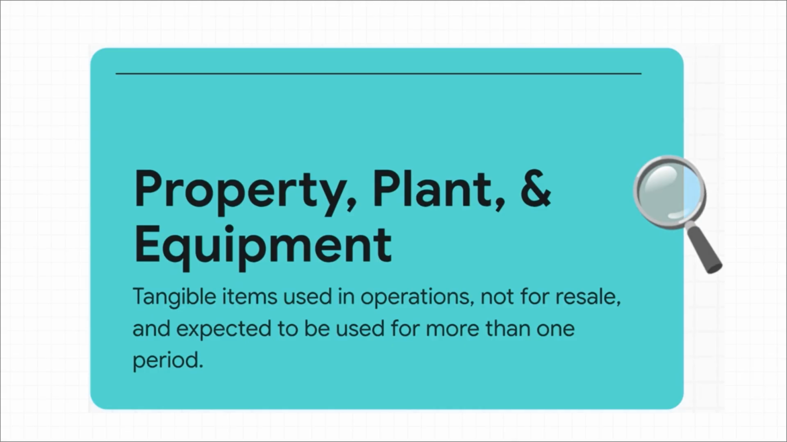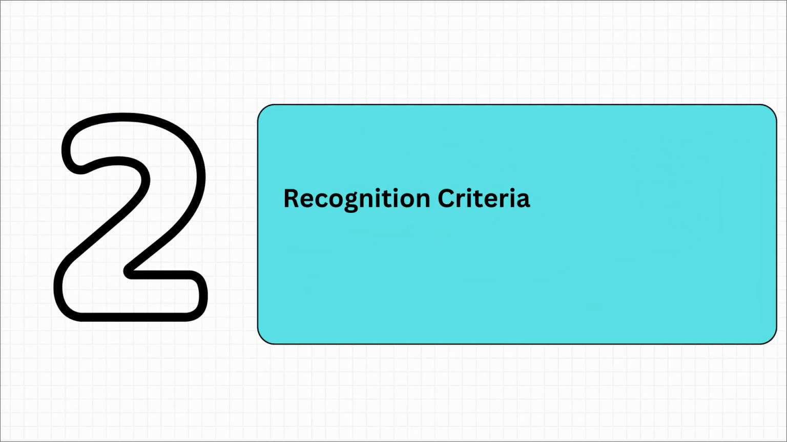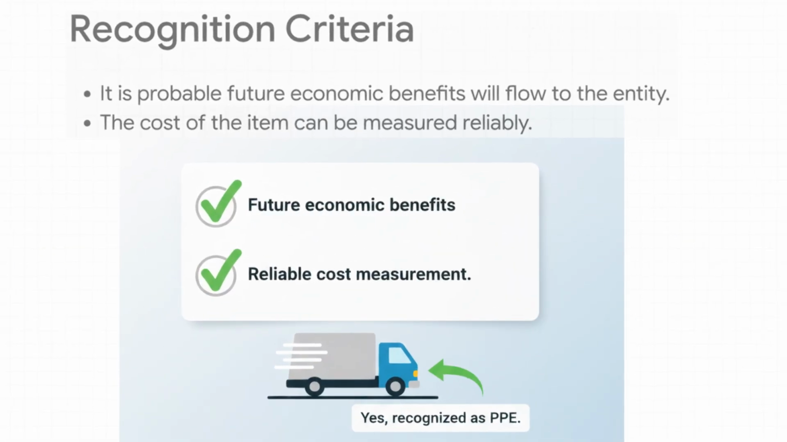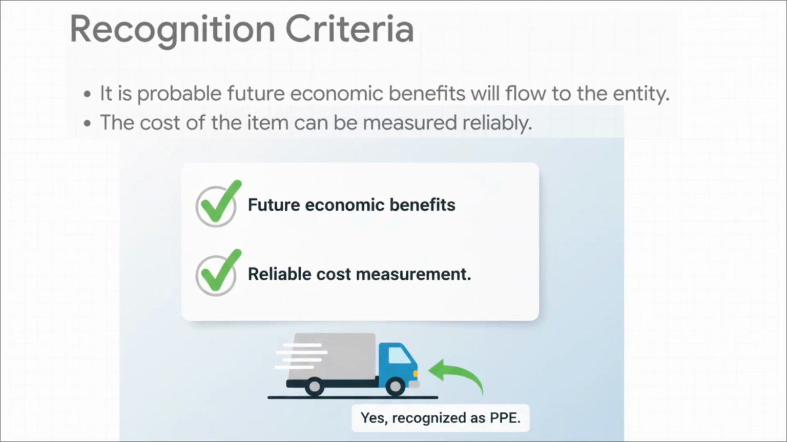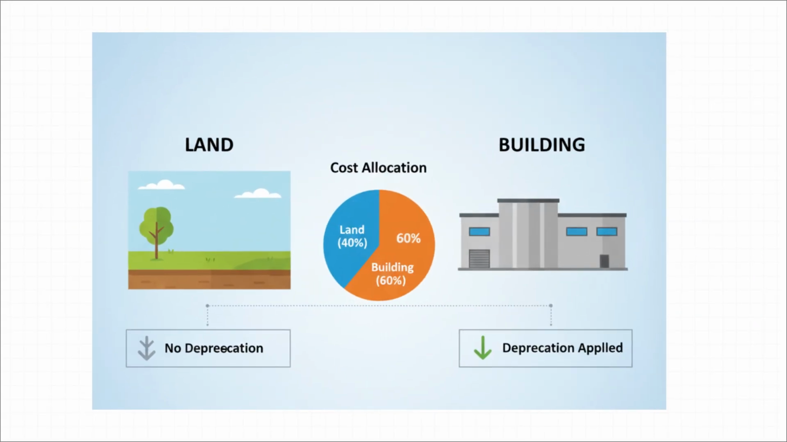Now that we know what PPE is, the next logical question is, when do we actually record it as an asset? An item of PPE is recognized when it's probable that future economic benefits will flow to the company and the cost can be measured reliably. Think of a delivery truck. It's going to generate benefits through deliveries, and its cost is clearly measurable. Both boxes are ticked. All right, but what if that truck came bundled with land and a building? Let's explore how those are treated differently.